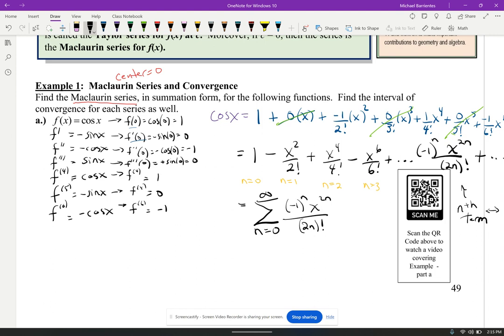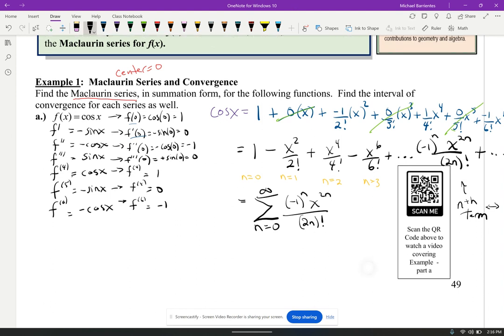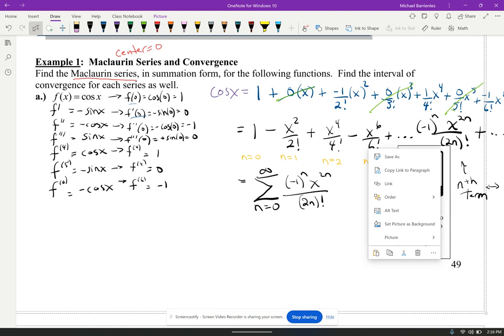This is a pretty big deal, because what we're saying is cosine x, which is a transcendental function, a trigonometric function, a function that doesn't abide by the rules of algebra, we can make into an algebraic polynomial that has terms that I'm subtracting, multiplying, and adding, and this abides by the rules of algebra. Okay, so now let's check the interval of convergence.